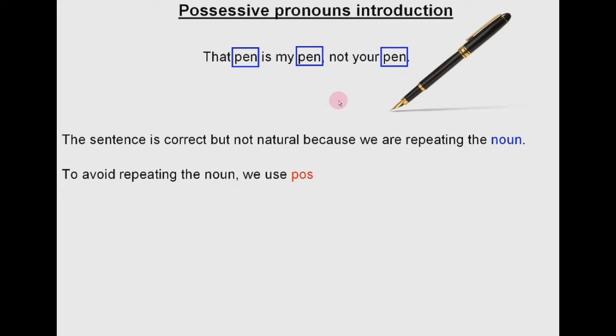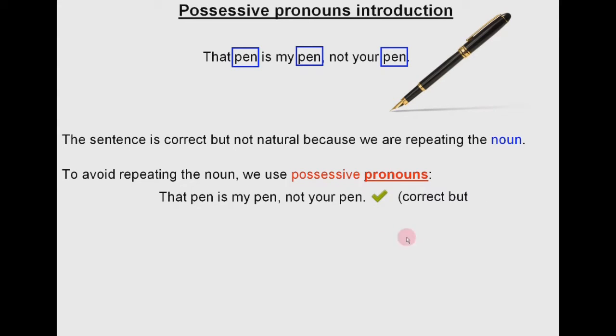So to avoid repeating the noun, we can use possessive pronouns. For example, here is the old sentence. That pen is my pen, not your pen. So, as I have said, it is correct, but not natural. So the solution is, that pen is mine, not yours. And this is much better. So here we are using possessive pronouns, mine and yours.